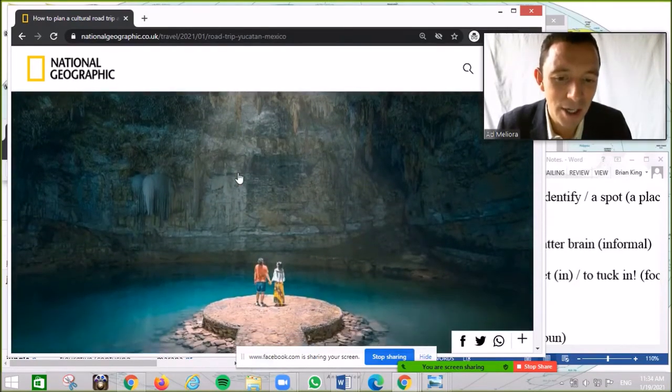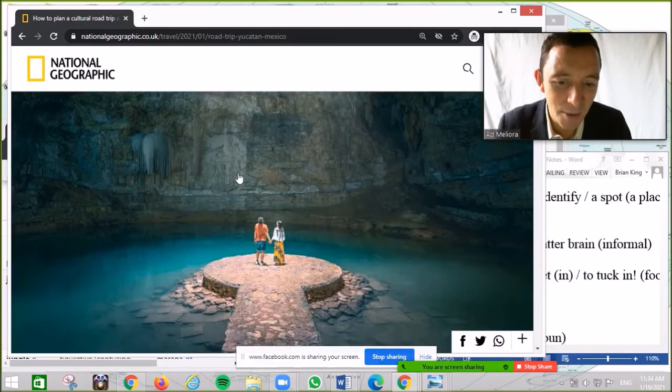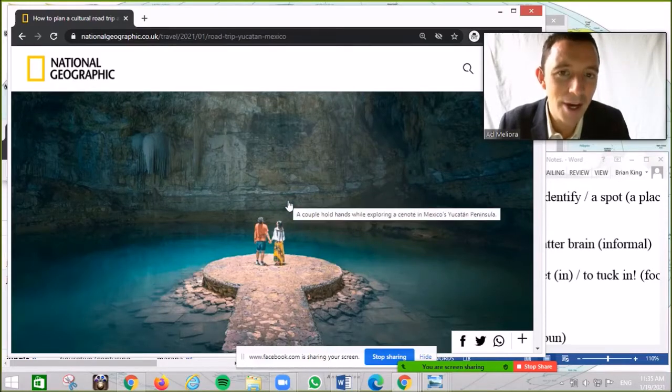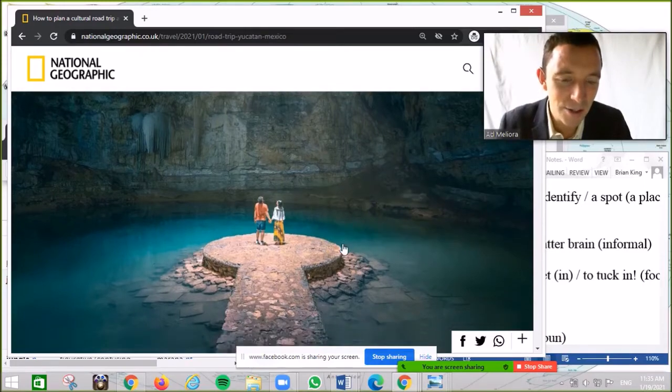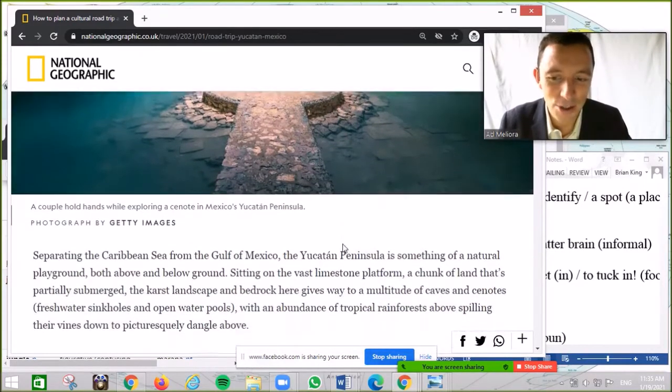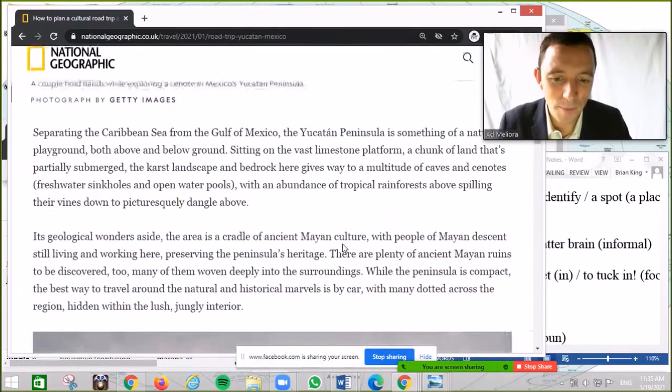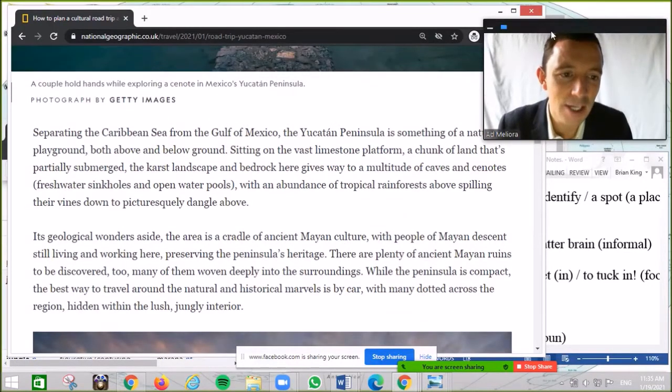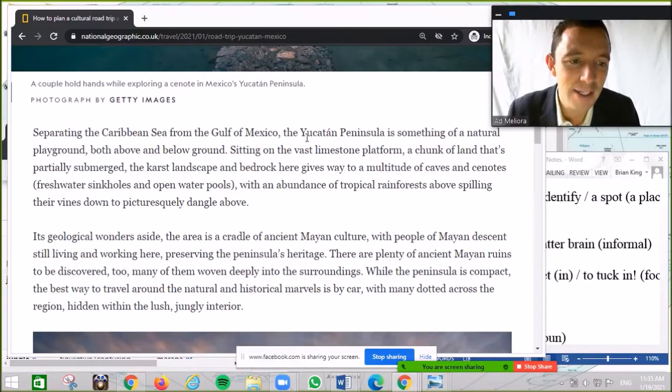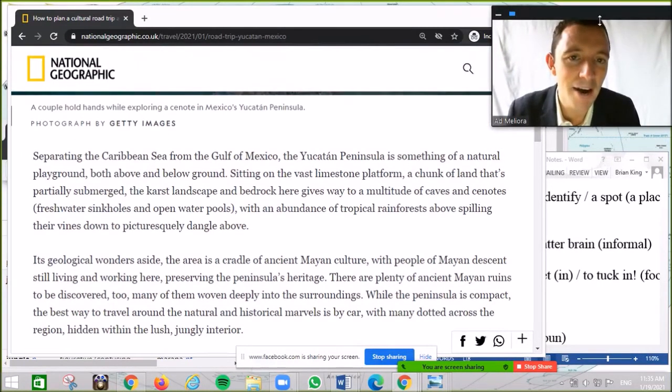So here's the picture. Beautiful picture, incredible. A couple, the man on the left, the woman on the right, and they're holding hands and they're admiring and observing the beauty of the peninsula. Okay, and it's cenote. I don't know what a cenote is, but that's what it is. It looks gorgeous. Okay, so let's look at the two paragraphs here. I will read again the two paragraphs, and we will try to look at the vocabulary after the two paragraphs.